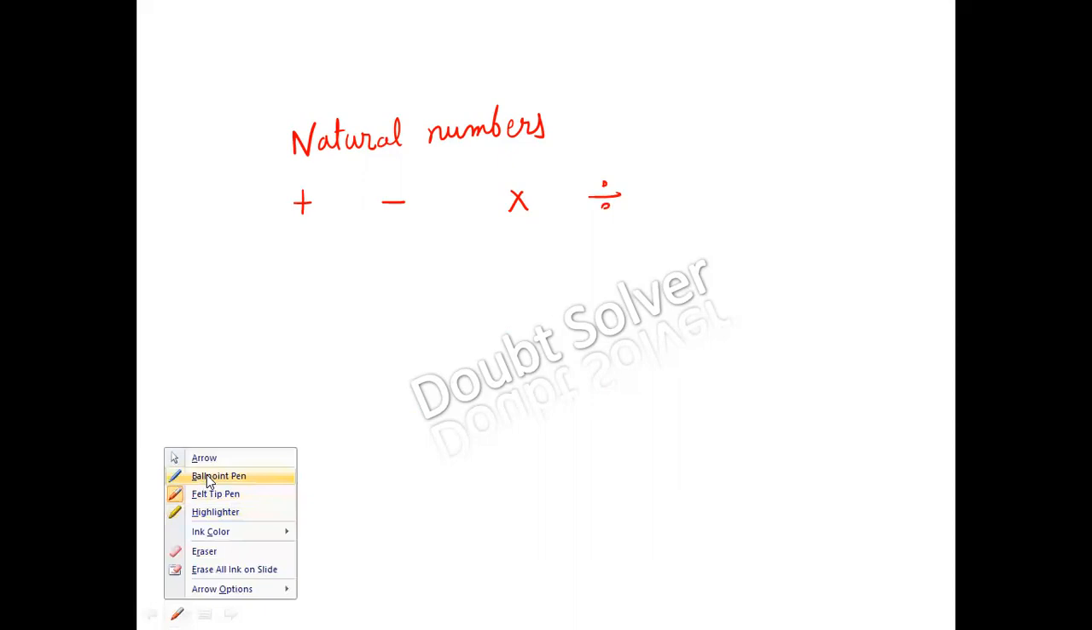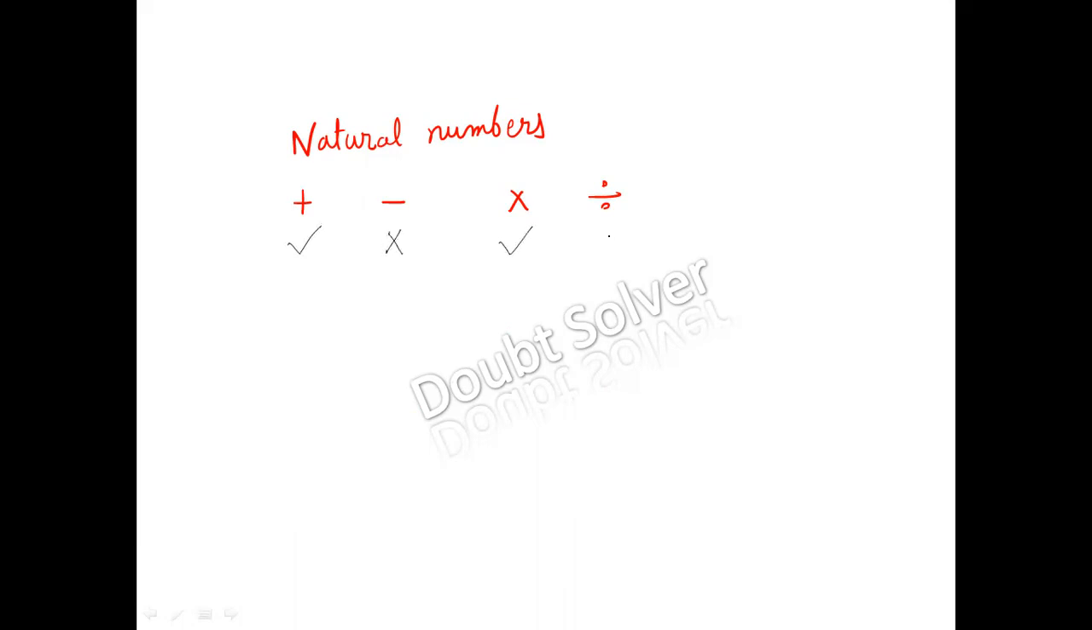So let's just do a quick cross check for natural numbers. They are closed under what? The four operations: addition, subtraction, multiplication, and division. So let's quickly put a tick sign which satisfies, and a cross sign which doesn't. Natural numbers are closed under addition, yes. Closed under subtraction, no. Closed under multiplication, yes. Closed under division, no.